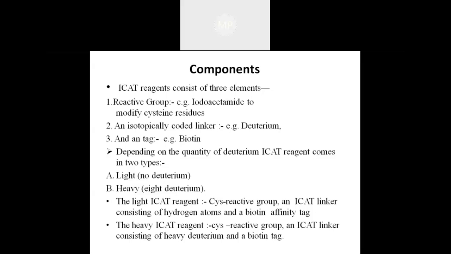Actually, the light ICAT reagent consists of a cysteine reactive group and an ICAT linker consisting of hydrogen atoms and the biotin affinity tag. And the heavy ICAT reagent also has a cysteine reactive group, but it links with heavy deuterium and a biotin tag.